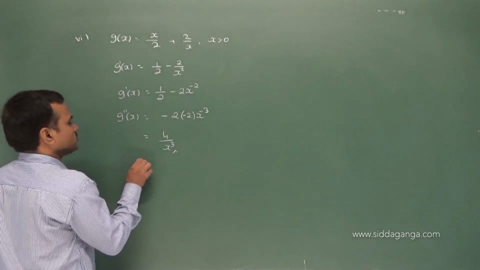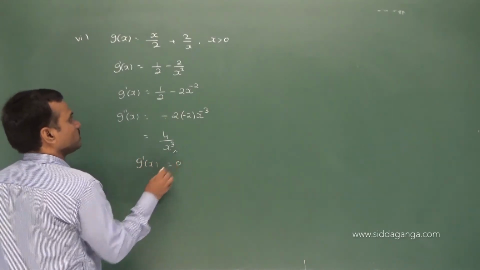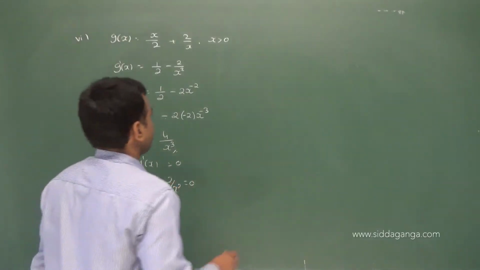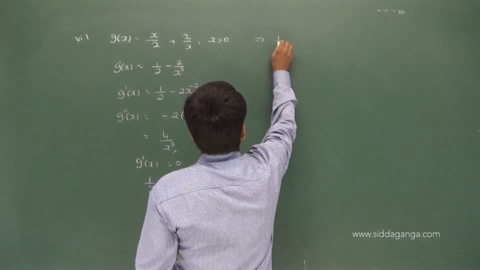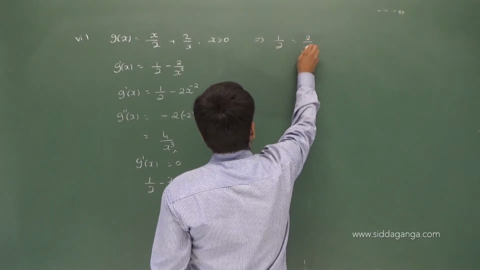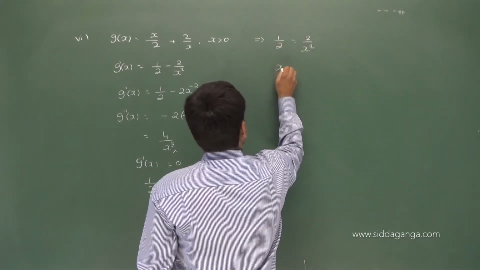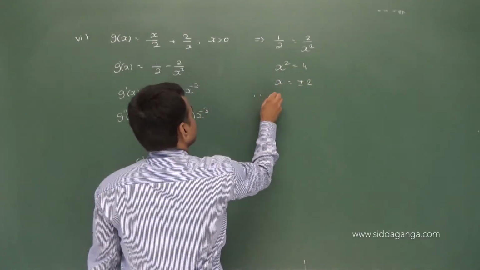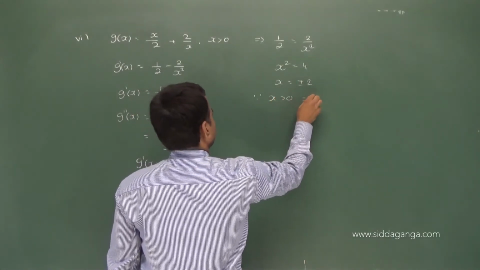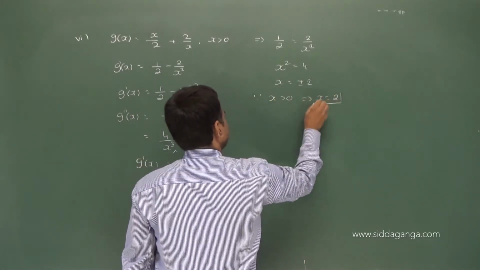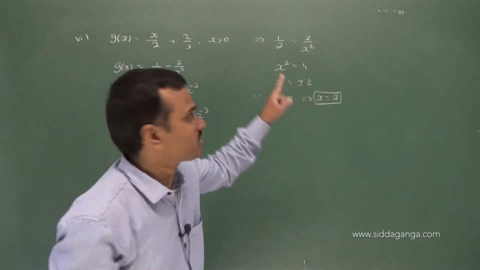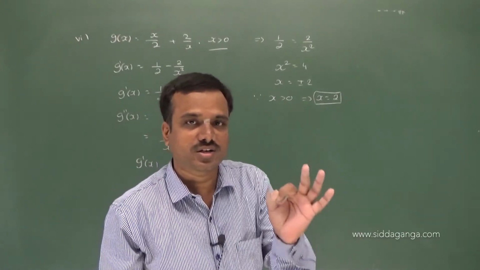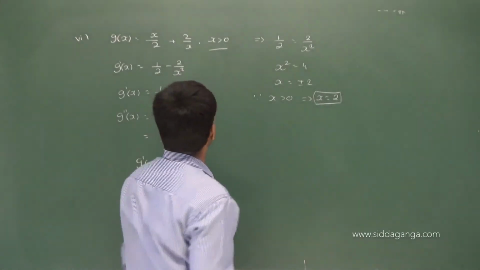Okay. g dash of x is equal to 0. 1 by 2 minus 2 by x square is equal to 0. So that implies 1 by 2 is equal to 2 divided by x square. Cross multiply, x square is equal to 4. x is equal to plus or minus 2. Since x is greater than 0, we take only one value, x is equal to 2, because he has given the condition x greater than 0. That's why I take x is equal to 2.